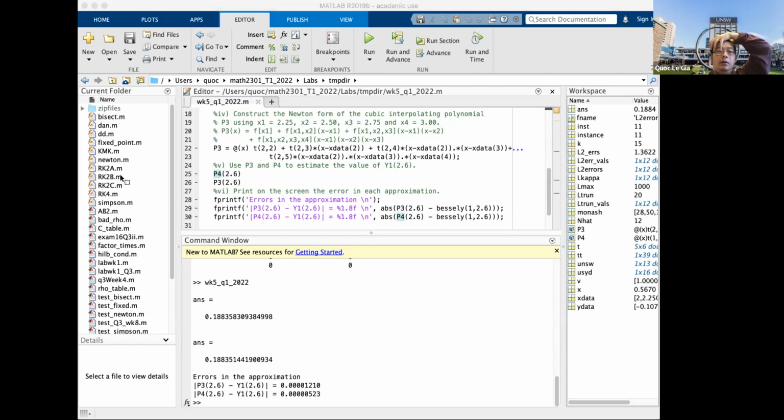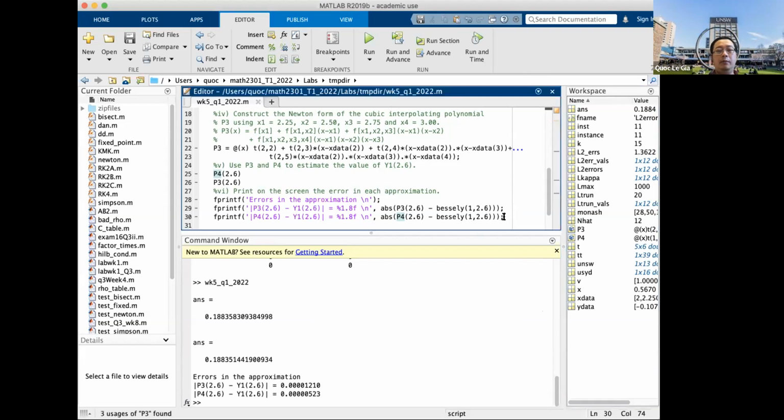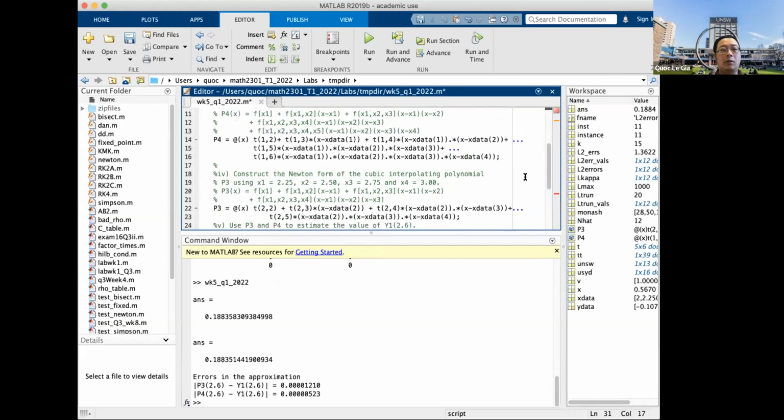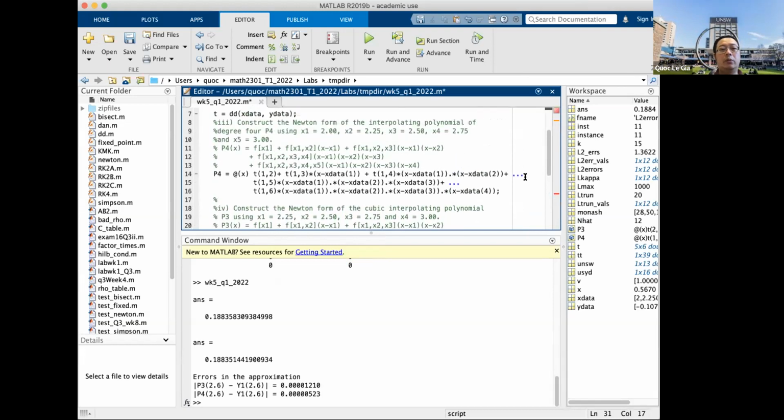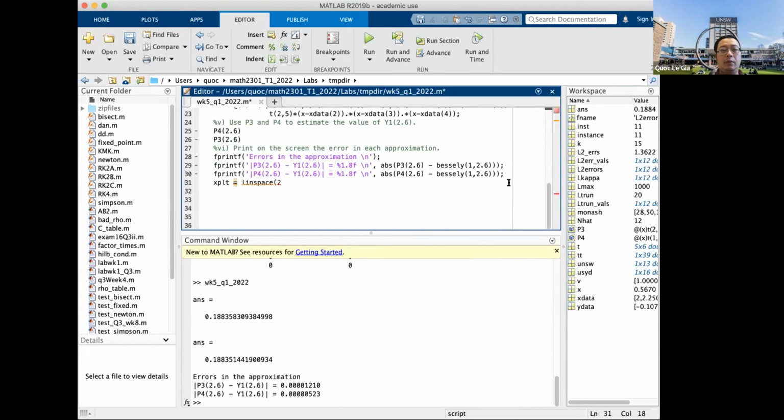Then you can plot. I think there is no question about plotting, but you can plot to see how good your approximation is. Suppose I want to plot it. I will put x plot to be a linear space, from 2 to 3, since x0 is now x1, and maybe say 1,000 points.